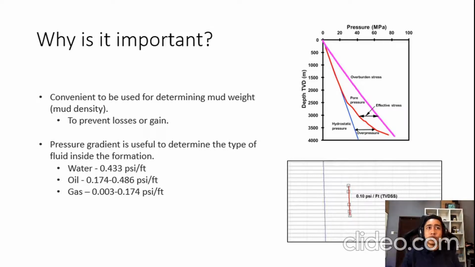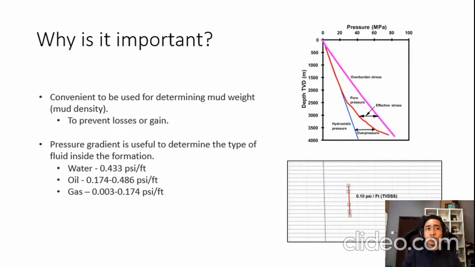So next one is pressure gradient. Pressure gradient is very useful for determining the type of fluid inside the formation. It is also known as the FPWD operation, which stands for formation pressure while drilling.